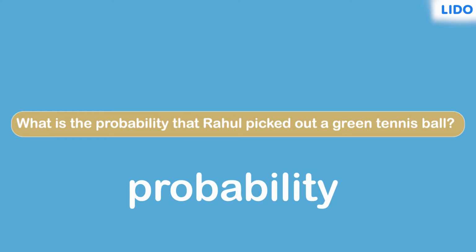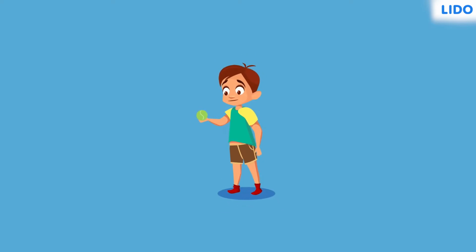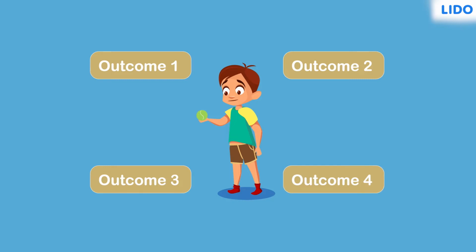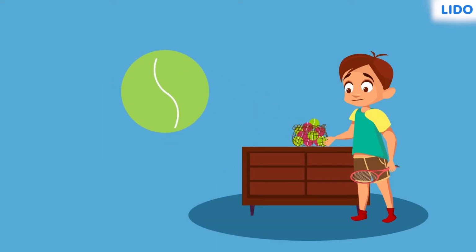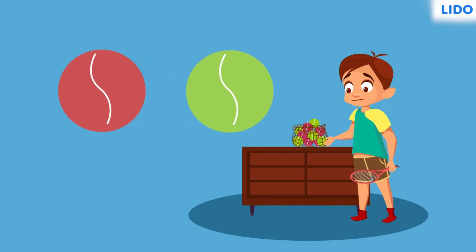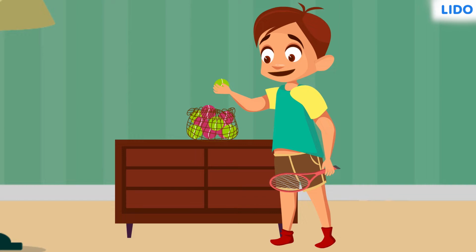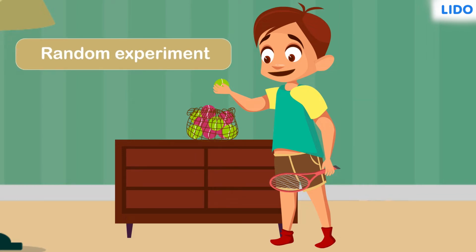In mathematics, probability comes into play whenever there are multiple possible outcomes and there is no specific way to accurately predict the outcome. Let's take the tennis ball scenario for example. If we pick out a ball randomly, we won't be able to predict accurately whether that ball will be red or green. It was picked out randomly after all. This is why we call this a random experiment.